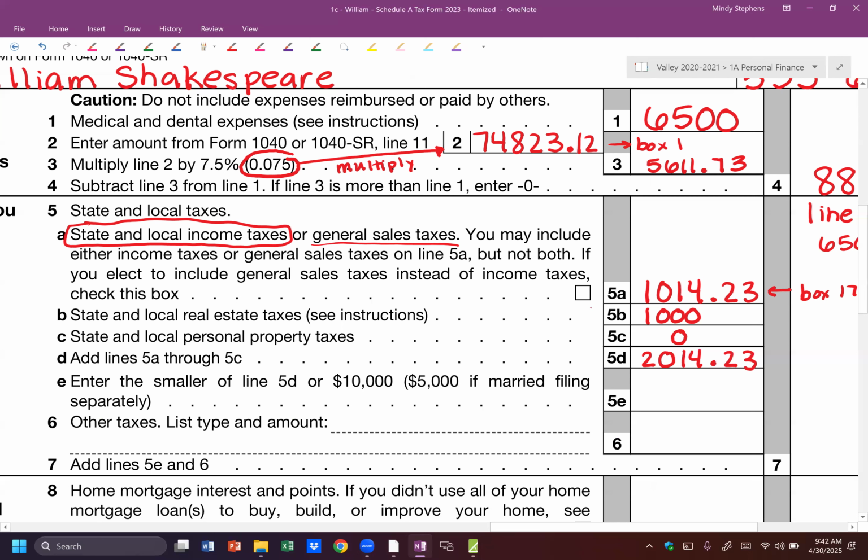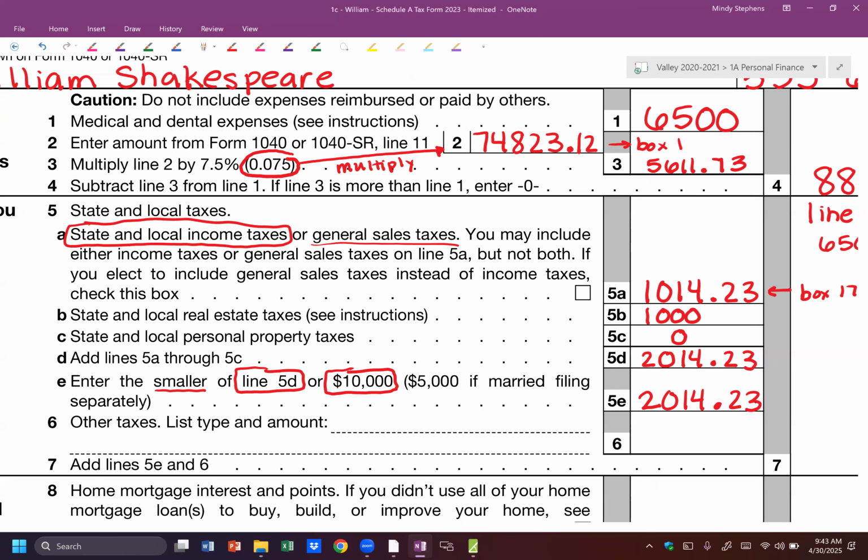Then part E says enter the smaller. So we're looking for the smaller number of 5D or 10,000. So we want to see which one's smaller. So 5D is 2,014, which is smaller than 10,000. So we're going to write 2,014 on that line. You're entering whichever is smaller. So if 10,000 is smaller, we put 10,000. If 5D is smaller, we're going to put 5D, whatever's in that line.